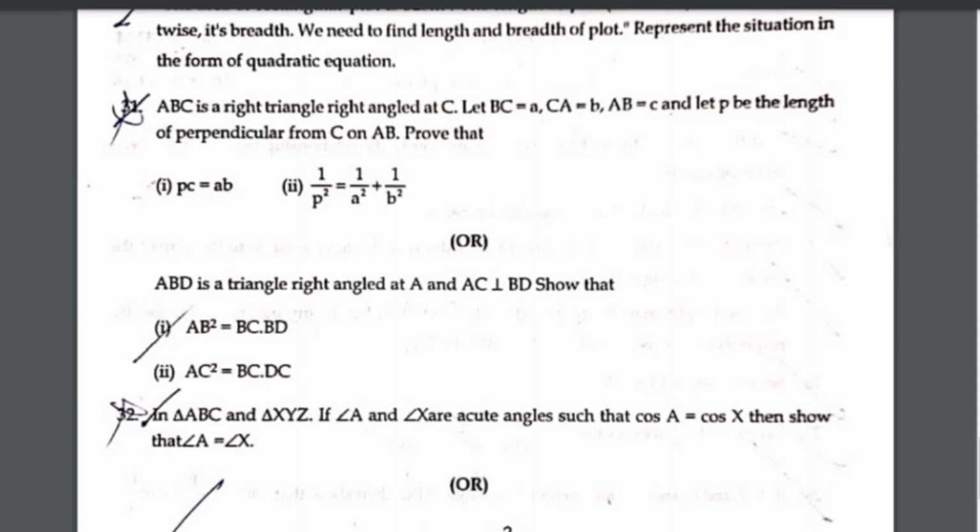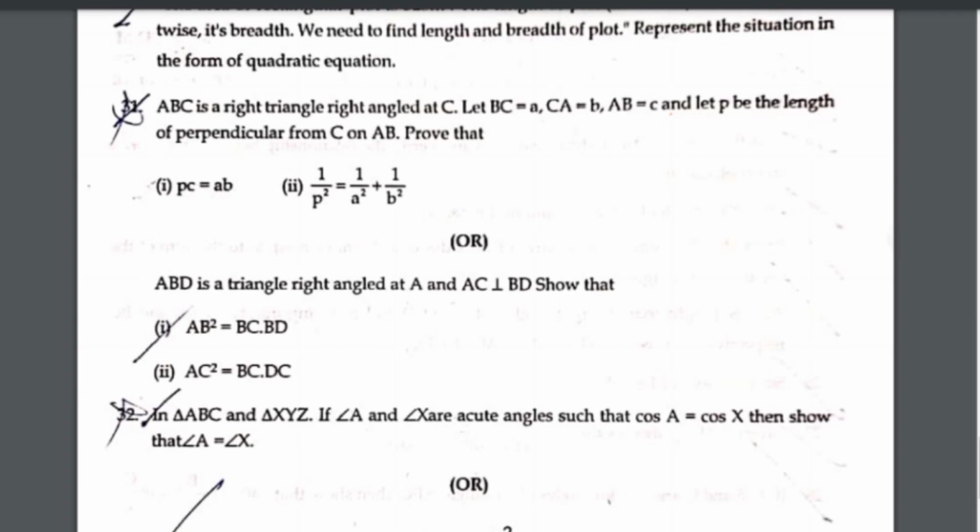Similarly, for this choice question, you see ABD is a triangle, right angled at A, and AC is perpendicular to BD. Then show that AB squared is equal to BC into BD and AC squared is equal to BC into DC. So this is from the Pythagoras theorem, but not the Pythagoras theorem. The concept is like the Pythagoras theorem, but not the Pythagoras theorem. Only in the Pythagoras theorem, when you are proving there, like AC squared is equal to AB squared plus BC squared, you will take some conditions like AB squared plus BC squared, and then both you will join to get AC squared, right?